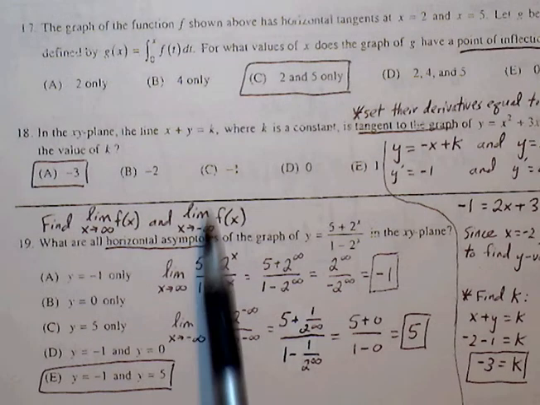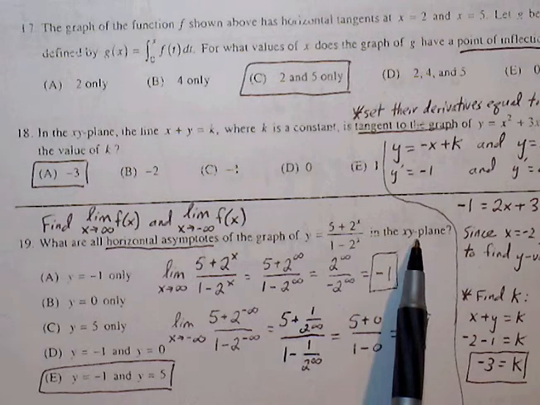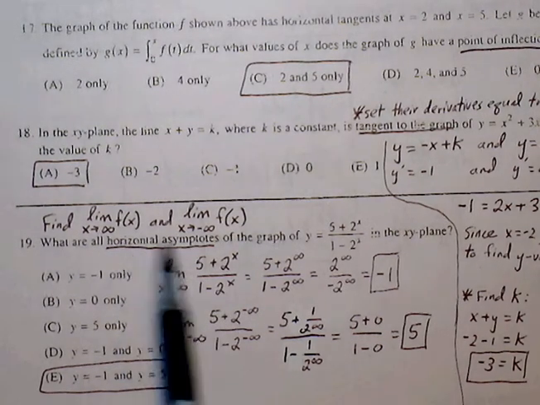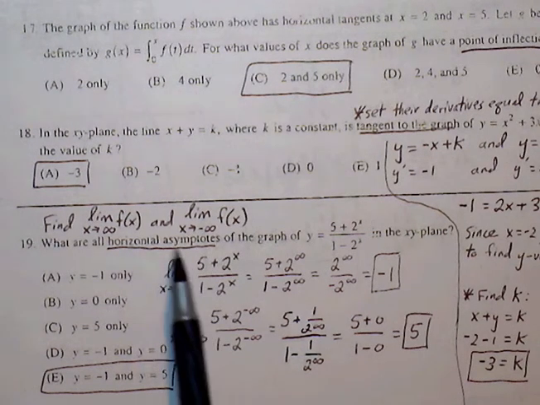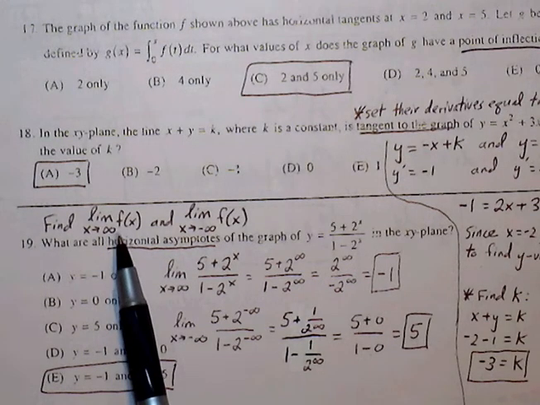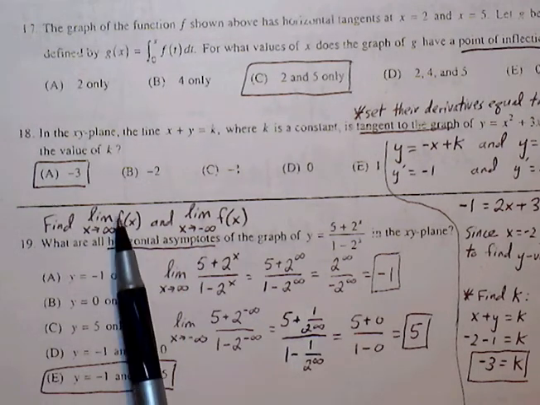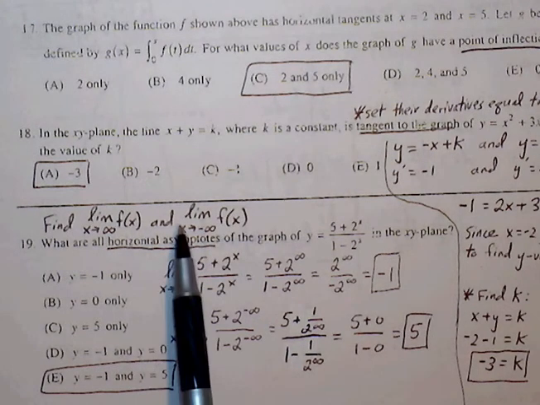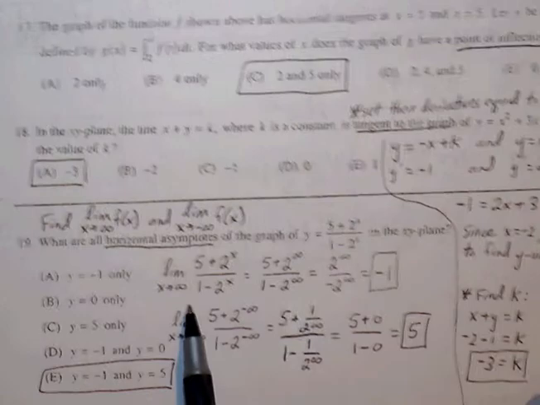Okay, number 19. What are all the horizontal asymptotes for the graph of this equation in the xy plane? If we want to find the horizontal asymptote, this is a subtle but important point: obviously you're going to be finding the limit as x approaches infinity, but you're also going to find the limit as x approaches negative infinity, because there may be different asymptotes, so we have to make sure that we check both cases.